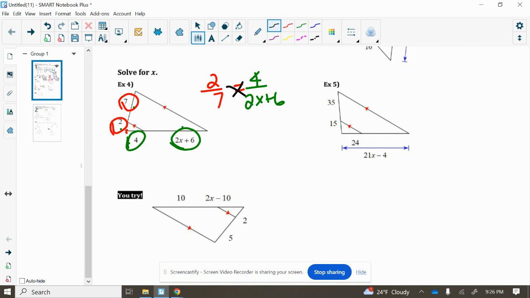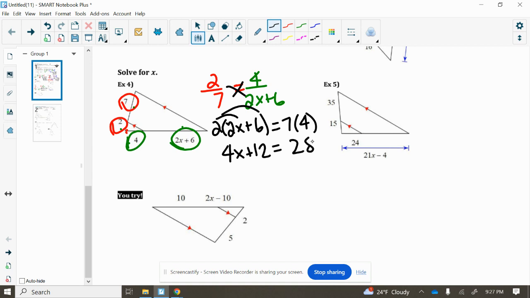Cross multiply and solve. Reminder to be careful when you're multiplying 2 times the whole expression, 2x plus 6, we need to make use of those parentheses. And then distribute. We have 4x plus 12 equals 7 times 4, which is 28. Subtract over the 12. 28 minus 12 is 16. Divide by 4, x is also 4.